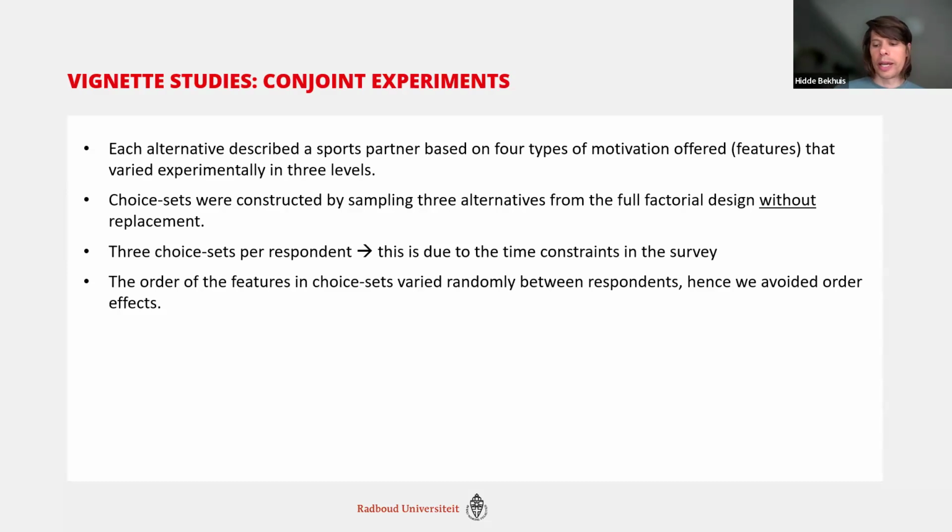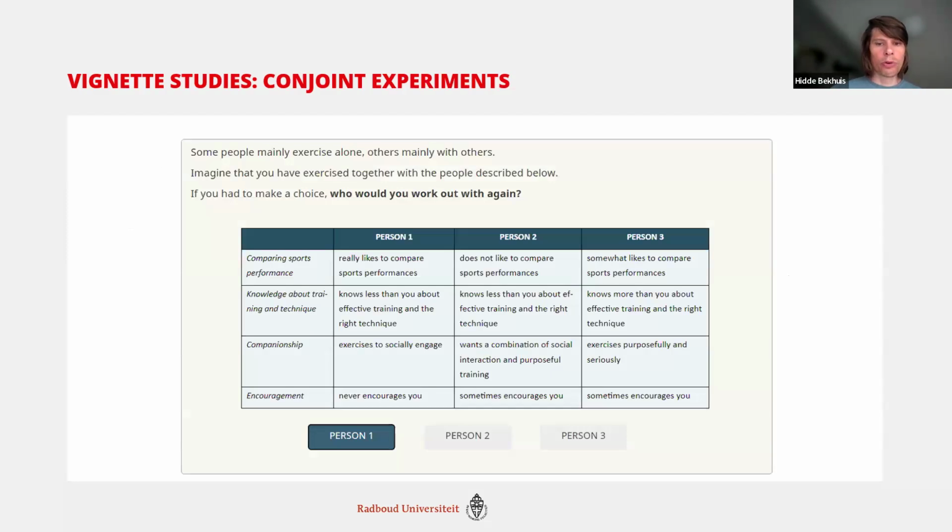So this is how we came up with our sample, and what does it look like in reality? We programmed it in LimeSurvey, because this is online. You can only do this online, not completely, but it is easier to do this with online questionnaires than with paper and pencil questionnaires. So it looked like this. And the question was, some people mainly exercise alone, others mainly with others. Imagine that you have exercised together with the people described below. If you had to make a choice, who would you work out with again?